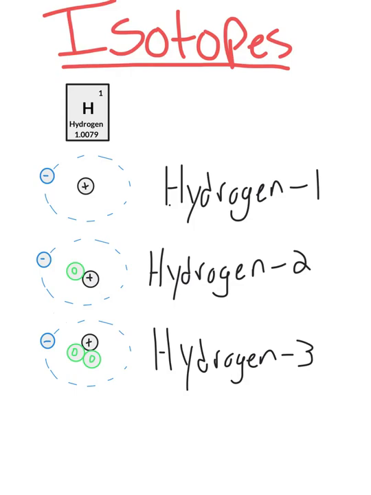Again, each one of these atoms has 1 proton, 1 proton, 1 proton, and they also have 1 electron, 1 electron, 1 electron. But they're different, and the reason they're isotopes is because they have a different number of neutrons, which means they have a different mass.